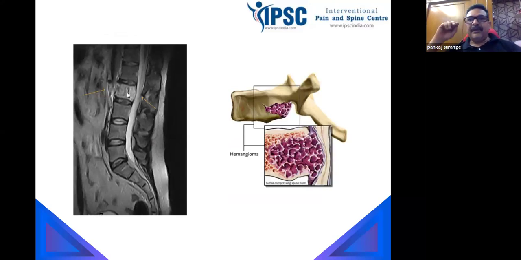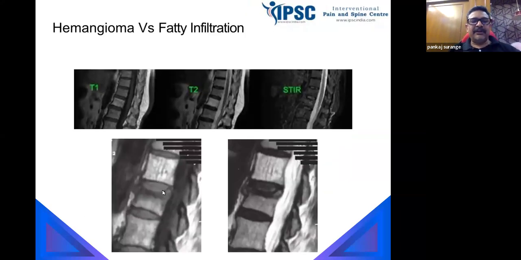Now what happens? A patient comes to you with this MRI. MRI says hemangioma. It's painful. Now you have identified that it's painful for the patient, but you have to decide the intervention. Now, if you look at this posterior cortical wall, look at this posterior cortical wall. Can you see this concavity over here?